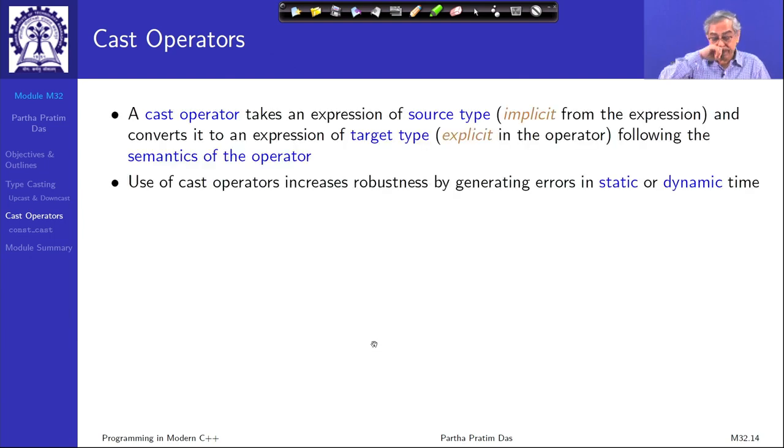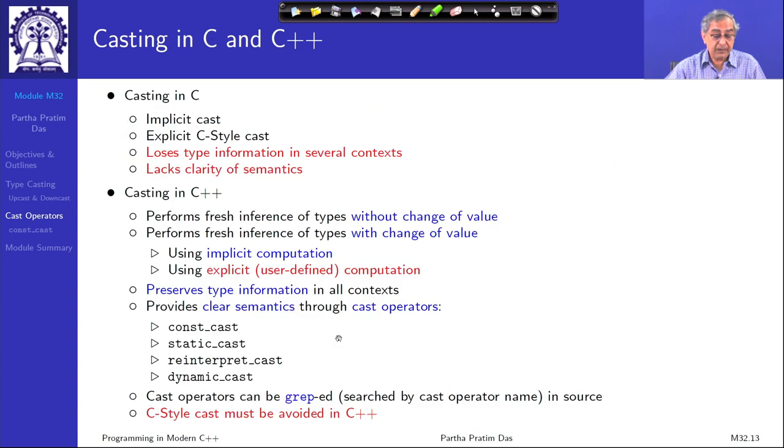Now, C++ deals with casting differently from C. So, in summary, in C we have implicit cast, we have explicit C style casting. We might lose type information in several contexts, and there is complete lack of clarity in terms of the semantics. What do we mean? Take type 1, make it type 2 is all that C can say, but under what context is this treatment of one type as another valid? C does not allow you to say that.